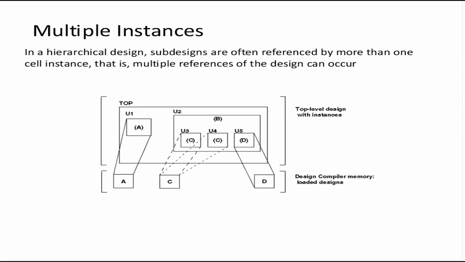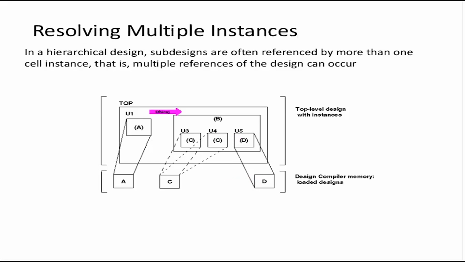Now let's look at what happens when you have multiple instances in your design. In a hierarchical design, often there are multiple instances of the same module. For example, in this top design, U3 and U4 both belong to the module C. So there are two instances of C, one is U3, the other is U4. So what are the loaded designs in memory? A, instance U1, C, instances U3, U4, D, instance U5, and B, instance U2. How do we resolve this?